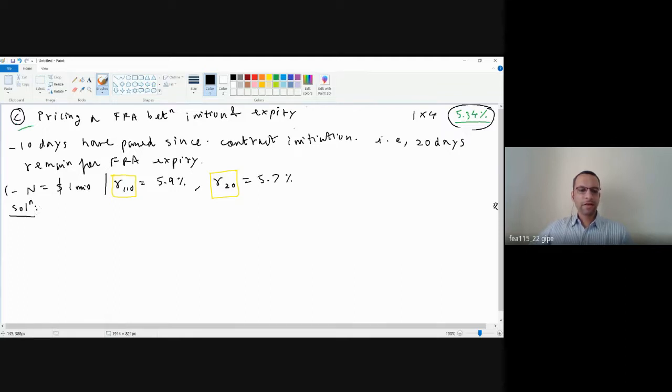As a very first step, I need to calculate what is the new FRA rate. This is also what you call repricing of the FRA, technically. So new FRA rate, or technically called repricing of the FRA. This is step 1.